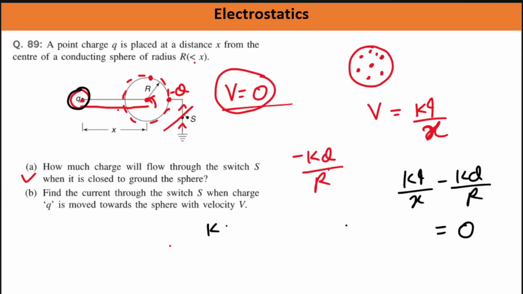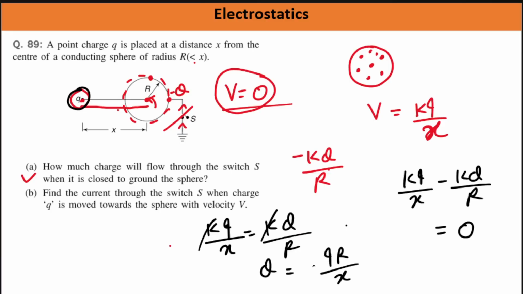Now look at it, what value will come? kq by x is equal to kq by r. So k will get cancelled and q will be equal to how much? qr by x. And this is the negative charge.